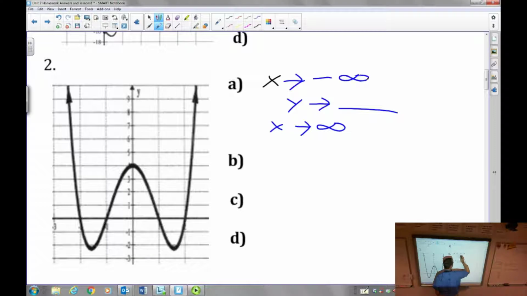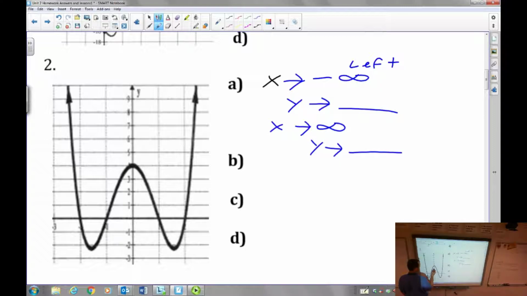So as x approaches negative infinity, that means it goes to the left on our graph. What happens to our range, our y values? And then as x goes to the right, positive infinity, what happens to our y values? That's what you do for part A, and that's called the end behavior.